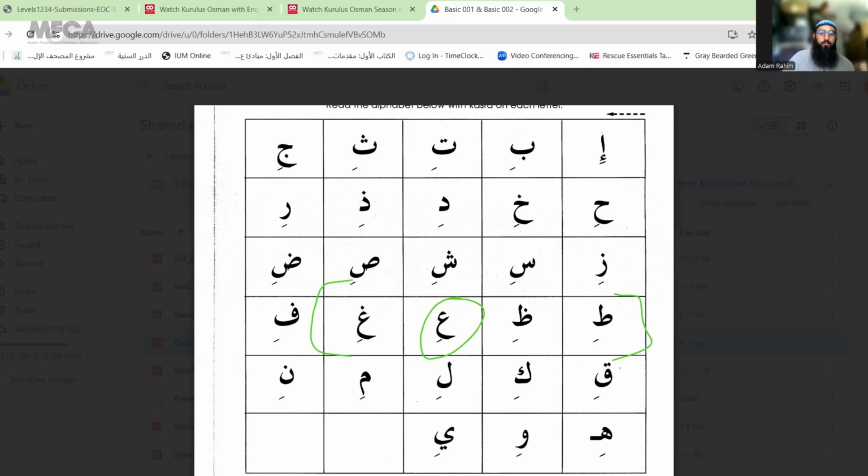Brother Shadi. Okay. Very good. So the gargle, ri. Very good. Ri. Ri. Very good.